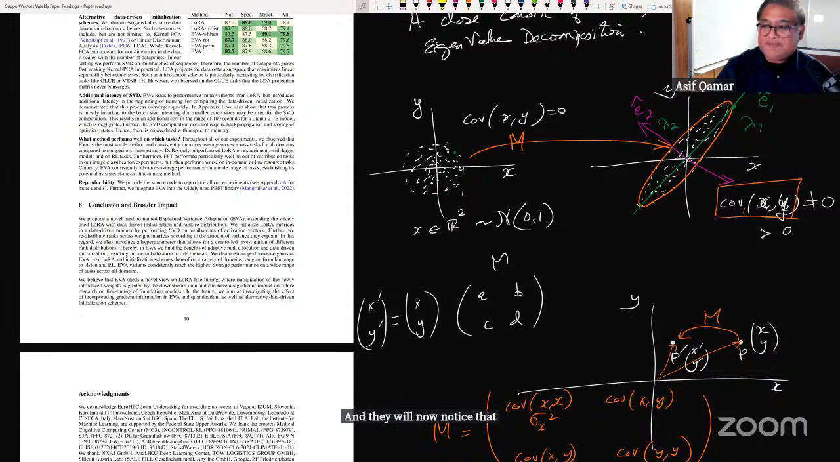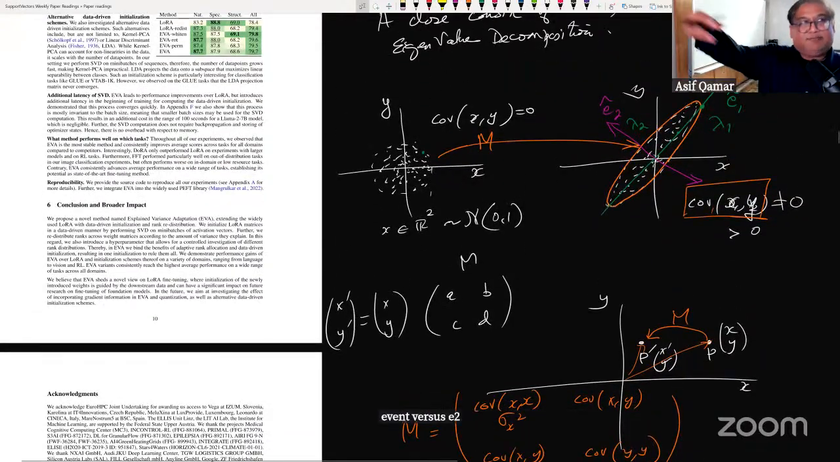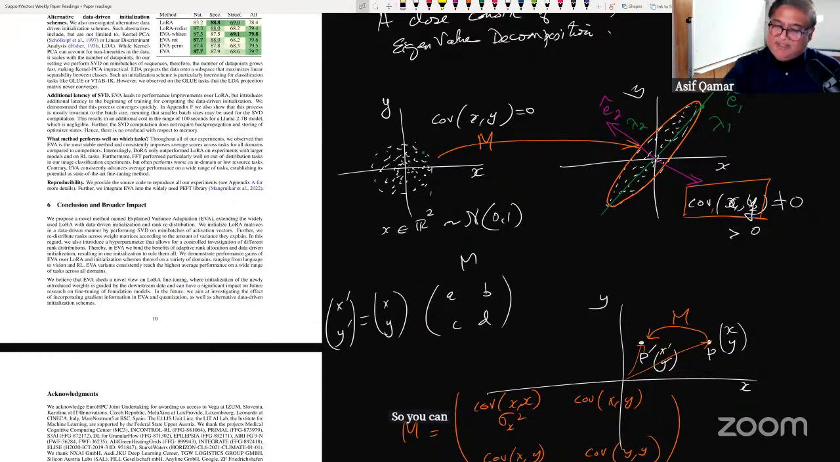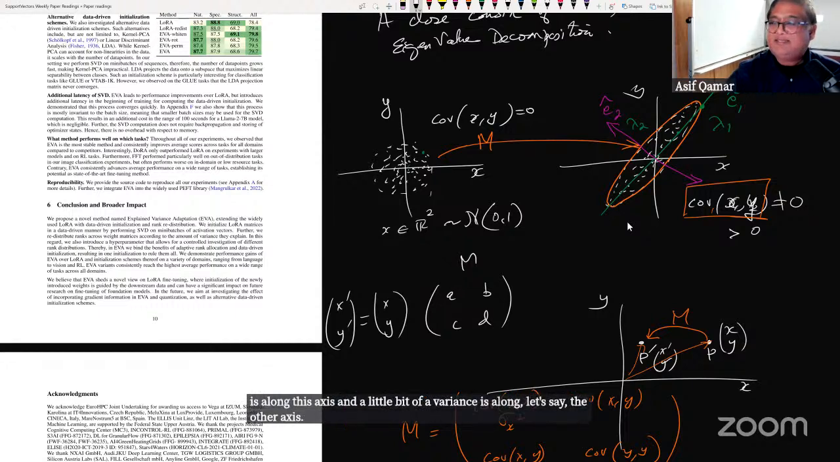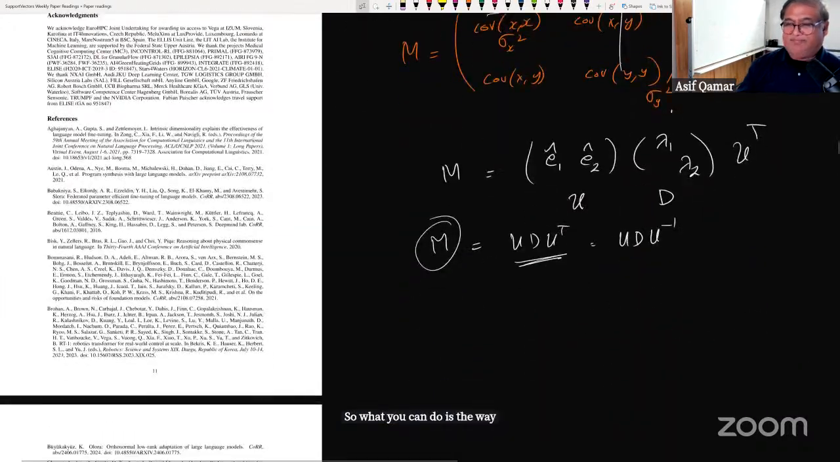Now notice that. Is the variance more in the first direction than the second direction, E1 versus E2? The data is much more spread out around this, right? So you can say almost that 80% of the variance is along this axis, and a little bit of variance is along, let's say, the other axis, the minor axis, right? So the way people think about it, why does that matter?